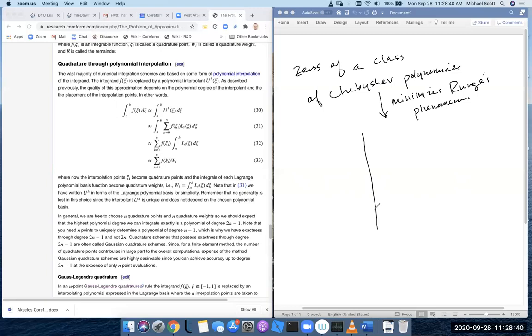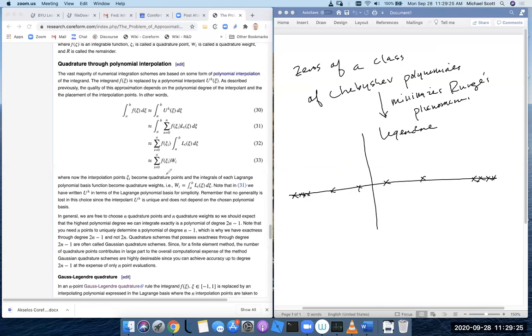And conceptually, the zeros of these kinds of polynomials put more points at the ends. You think about Gauss quadrature, it puts more points at the ends, right? And that's because for Gauss-Legendre quadrature, we take the zeros of the Legendre polynomials, which are a type of Chebyshev polynomial. And those zeros give you an interpolating polynomial of a certain degree that minimizes the Runge phenomenon because the points are placed in a particular location.